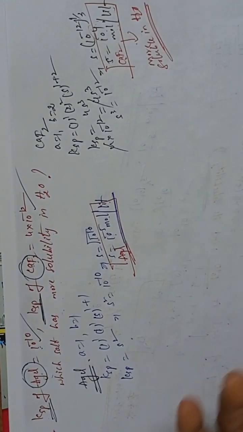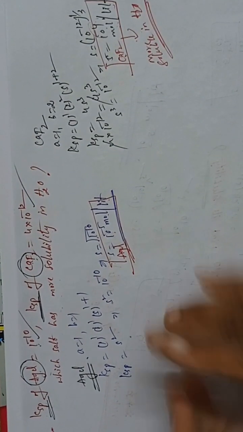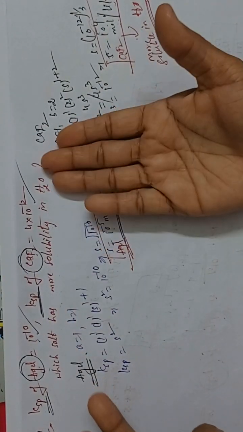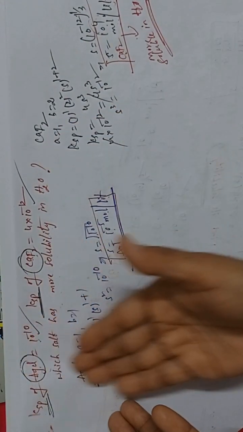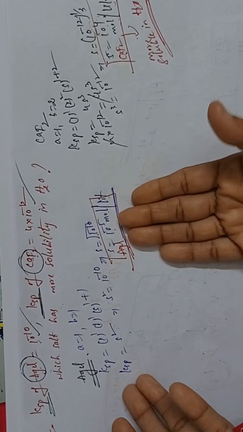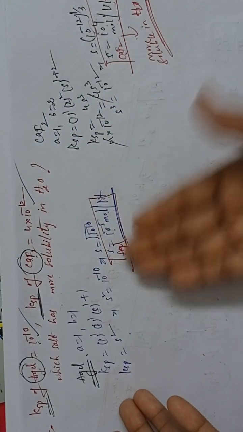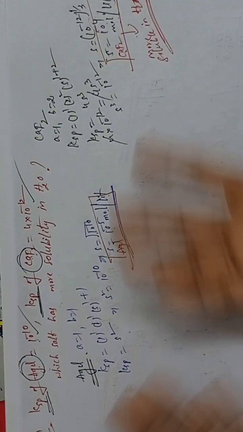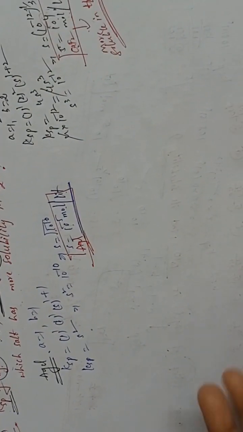Clear? This is the second model question, second trick, number 2. That means two salts' Ksp values they will give. You have to calculate solubilities. Understanding? So separate the AgCl relation, calculate; CaF2 relation, calculate solubilities. Which is the more value, that is more soluble in water. Clear? Now trick number 3.